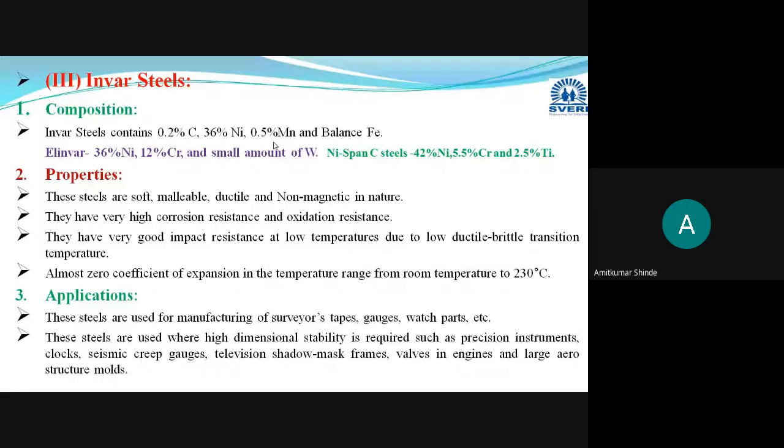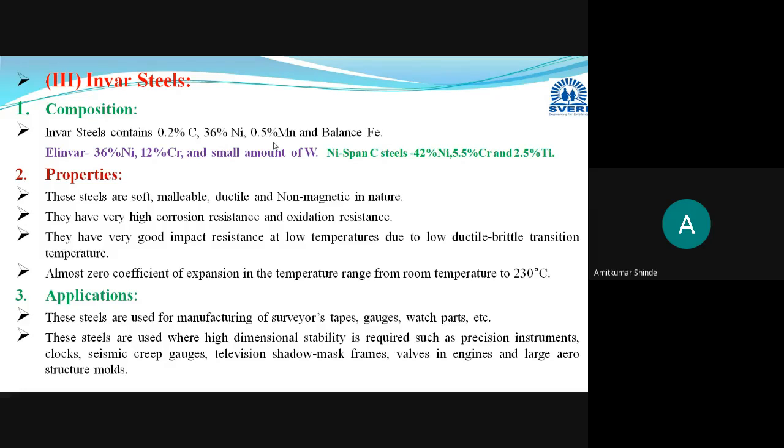Now, what about the properties of this? As this is a low carbon steel, it will be soft, malleable, and ductile in nature, and it is non-magnetic. Due to the presence of nickel, it will have very high corrosion resistance and high oxidation resistance. Along with that, it will have good impact resistance, and it has a very low ductile brittle transition temperature. What is the meaning of ductile brittle transition temperature?